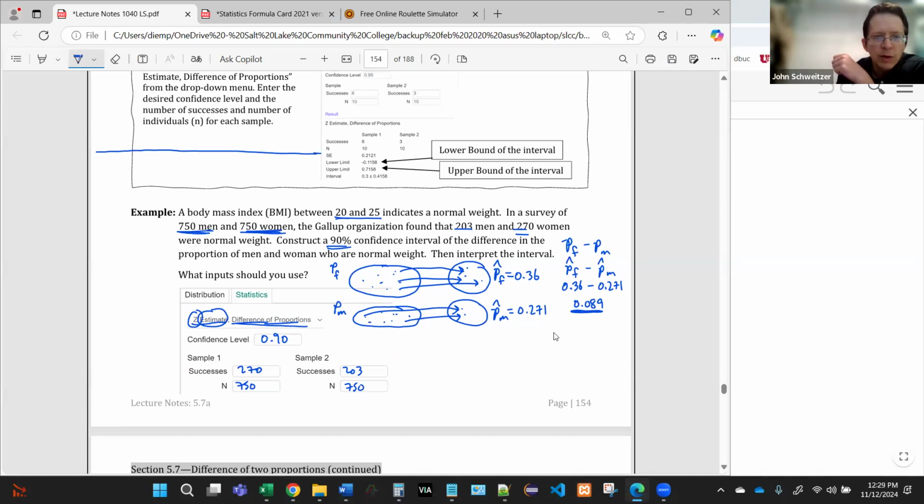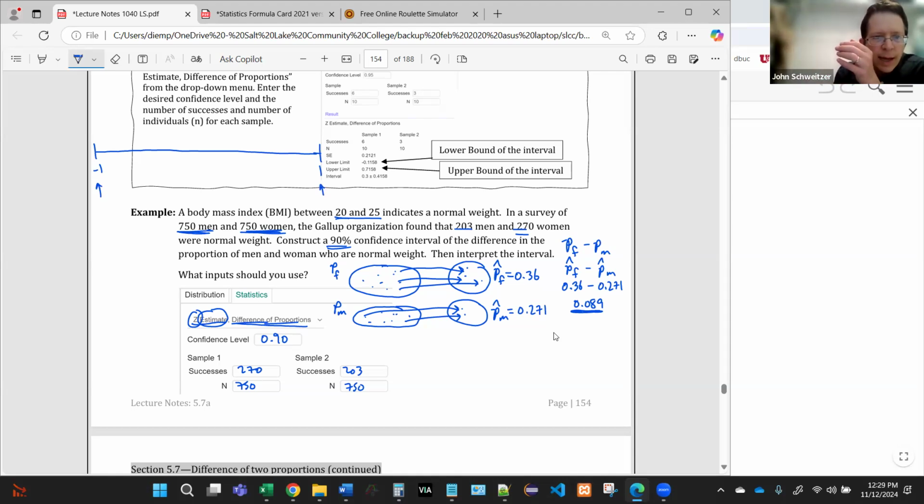Let me help you visualize what we're trying to do here. We're looking at the difference between the proportions between males and females, so it's got to be between -1 and 1. At the most extreme, you could have 100% of the females of normal weight and 0 males of normal weight. That would put you here at 1. Of course that's not going to happen, so that's the extreme case. The other extreme is all of the males could be of normal weight and none of the females, for a -1. Those are the extremes.